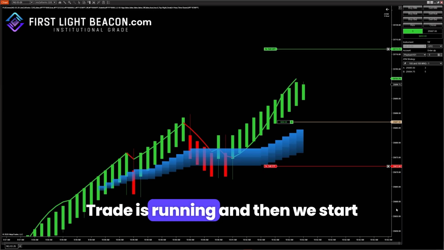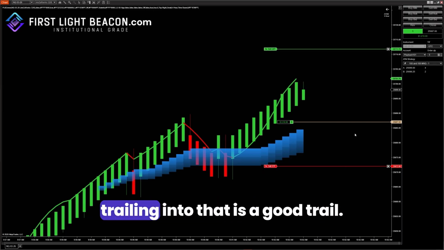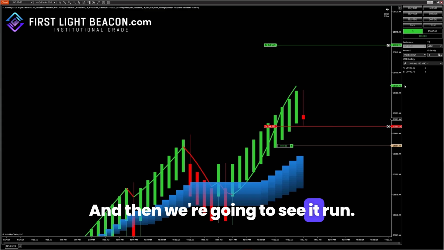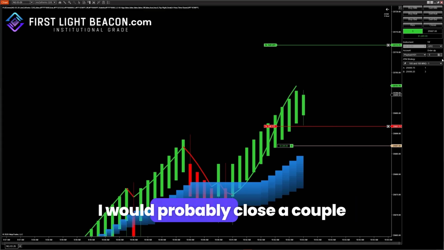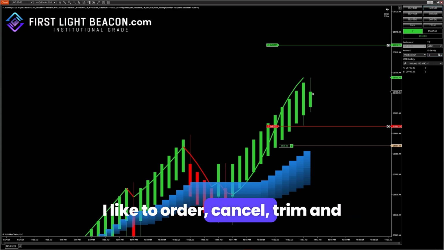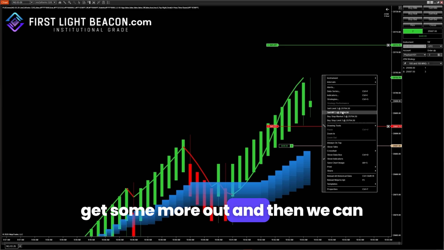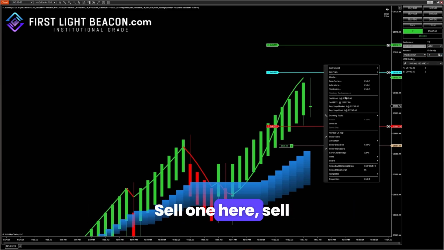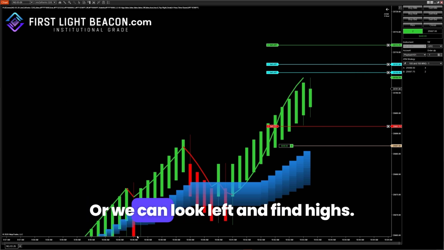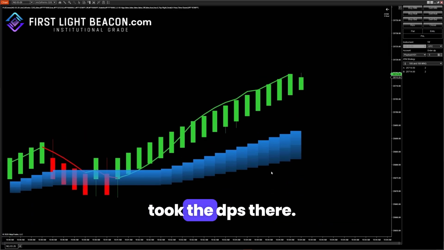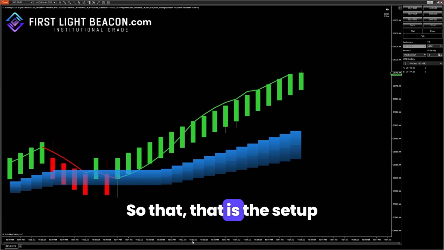Trade is running, and then we start trailing. That is a good trail, a wick like that. Yep. And then we're going to see it run. Look at that. I would probably close a couple contracts here because, you know me, I like to order cancel, trim and get some more out. And then we can do a sell stop, like sell one here, sell one here, whatever. Or we can look left and find highs. Oh, it just took the PPs there. So that is the setup.